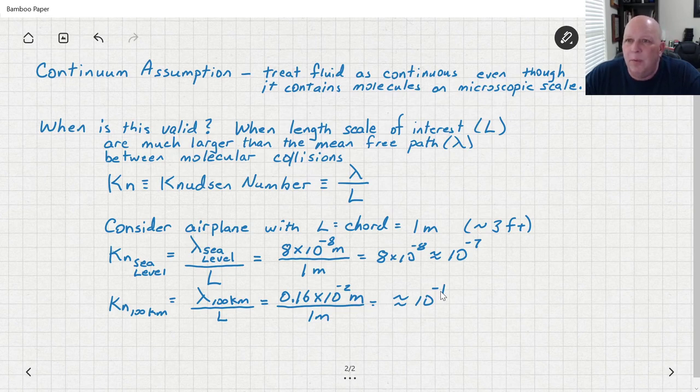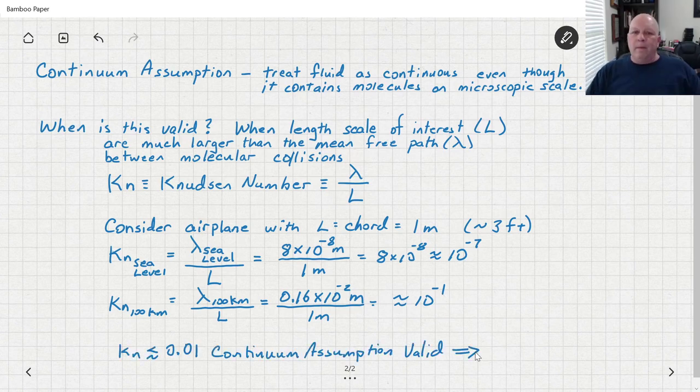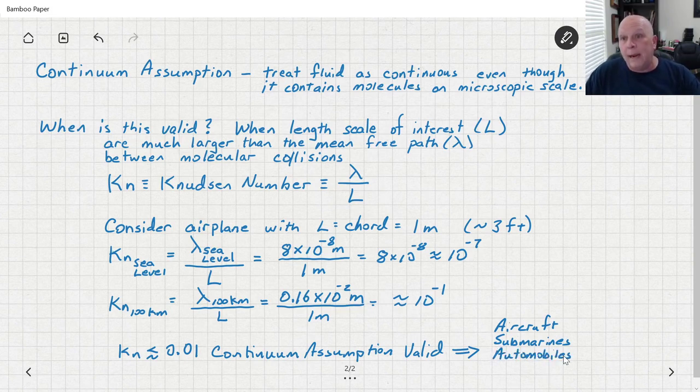At sea level, the continuum assumption is pretty valid. In fact, for any Knudsen number below about 0.01, the continuum assumption is valid. And these are actually the conditions where most vehicles that we're interested in live. So for example, aircraft, submarines, maybe automobiles, trains, or it could even be spacecraft while they're traveling in the atmosphere.